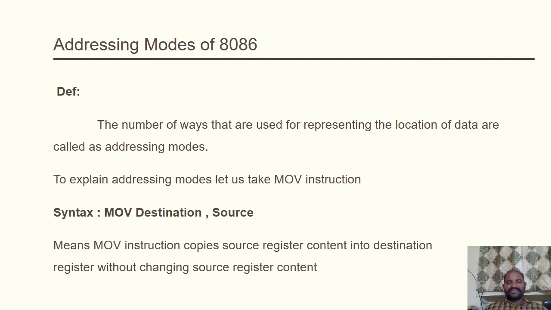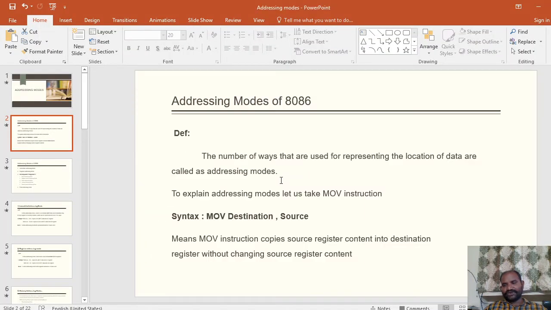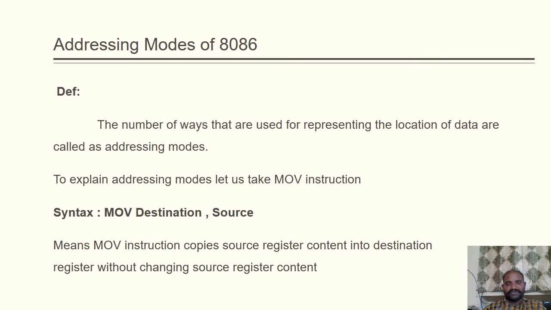Let us see what is the operation of the move instruction. Before going into the detailed explanation of the addressing modes supported by the 8086 microprocessor, let us see the functionality of the move instruction, because we are supposed to know what exactly it is doing. After that, we are going to use the instruction to explain the different types of addressing modes. So the move instruction is a data transfer instruction.